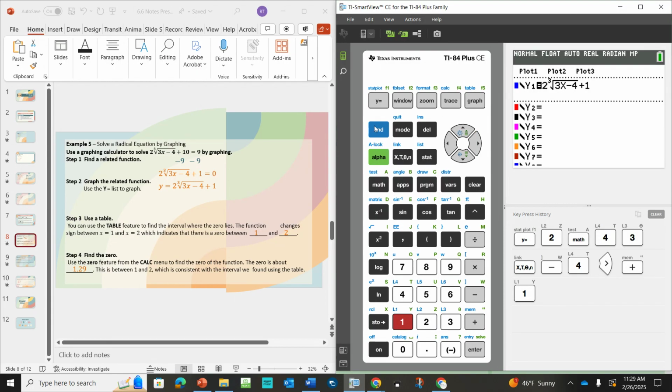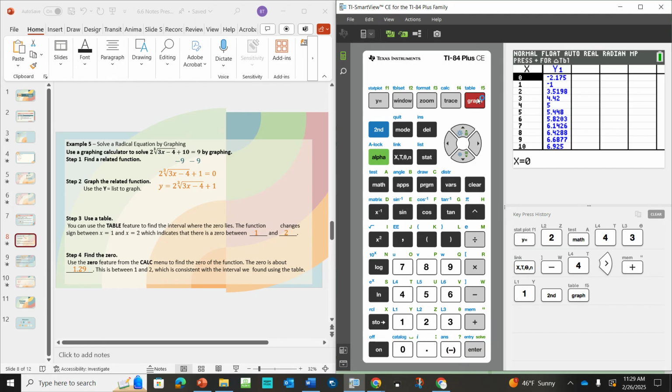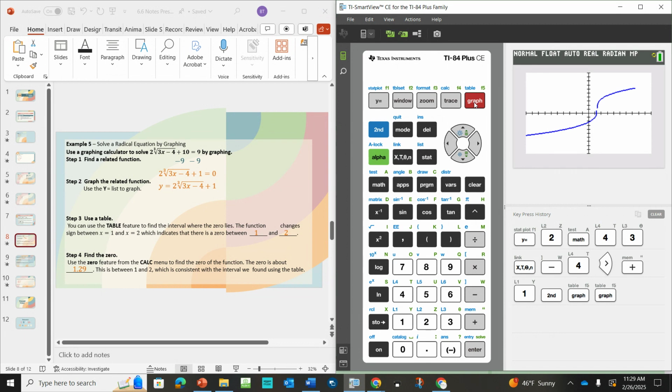Okay, and then when we look at the table, remember we're looking for the 0. When is y 0? First, I'm just looking where it changes from negative to positive. So for y values to change from negative to positive, it must cross the x-axis. So somewhere between 1 and 2 is my answer. So now I'm going to look at the graph and find this x-intercept right there.